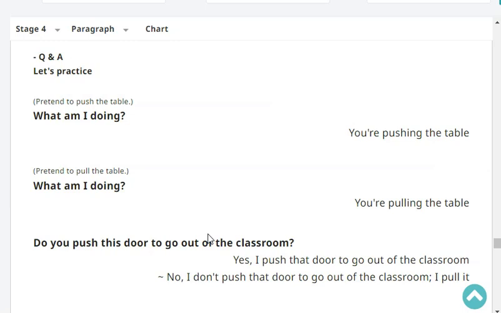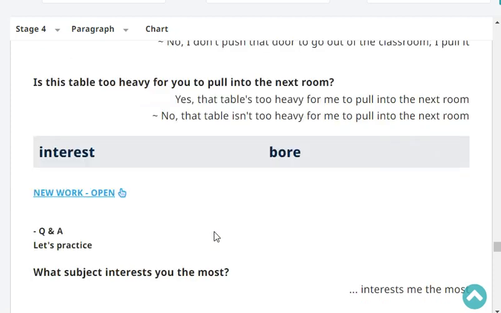What am I doing? You're pushing the book. What am I doing? You're pulling the book. Do you push this door to go out of the classroom? Yes or no? No, I don't push that door to go out of the classroom. I pull it. Very good.